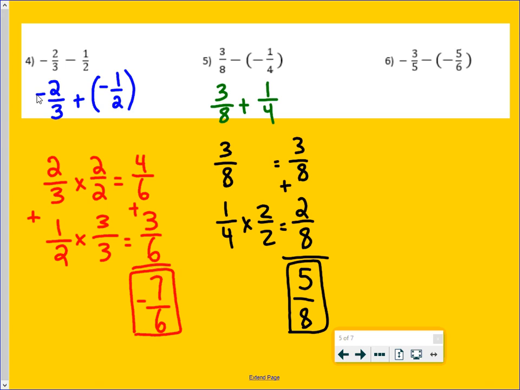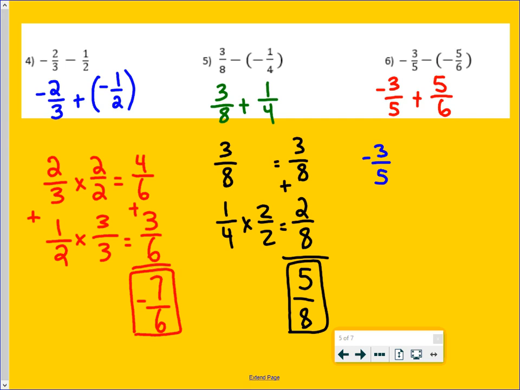And then number 6. We're going to need to add the opposite, so we're going to keep the original negative 3/5. We're going to change the subtraction to an addition. We're going to change negative 5/6 to a positive 5/6. Now we need to find a common denominator. In this case, the common denominator is 30. Just list out your multiples, and you'll see that 30 is the lowest common denominator. So let's go ahead and rewrite these so that they have 30 as a denominator.